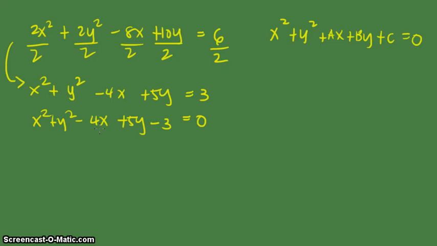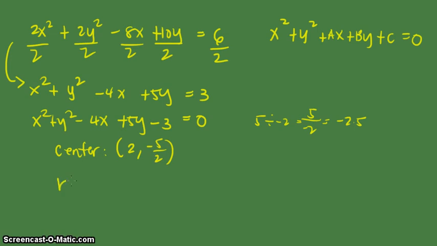Okay, so to get the center, how do we get the center? Remember, to get the center, we divide these coefficients by negative 2. So the center x will be at positive 2, since negative 4 divided by negative 2 is positive 2. And then for the y, it's 5 divided by negative 2, which is negative 2.5. I can write it in fraction form or in decimal form, so let's just use the fraction form. So this is negative 5 over 2.